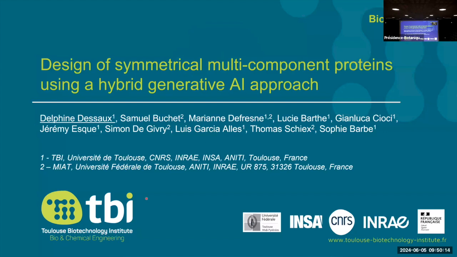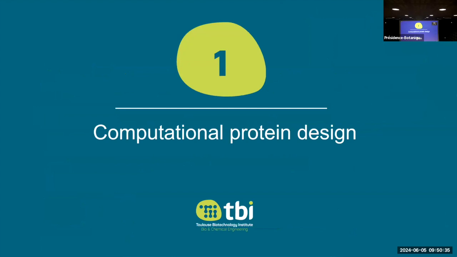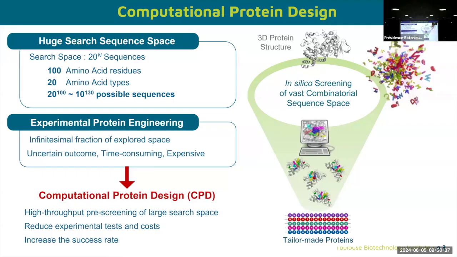So first, why use computational protein design? Experimental protein engineering techniques can only explore a tiny portion of the huge sequence search space. That's why computational protein design became a powerful tool for high-throughput pre-screening of large search spaces, and can therefore reduce experimental testing and cost and increase the success rate.